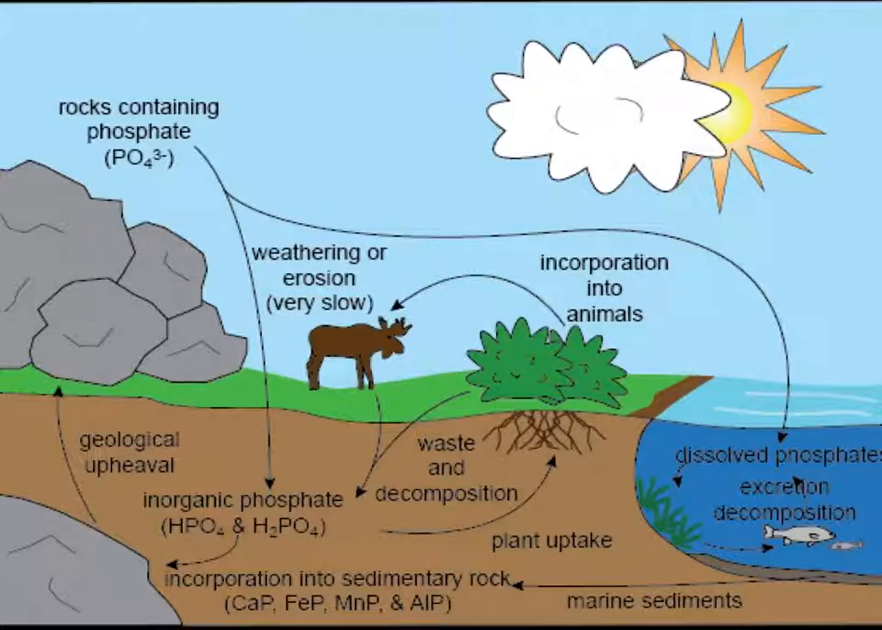Animals absorb phosphates by eating plants or plant-eating animals. When animals and plants die, phosphates will return to the soils or oceans again during decay. After that, the phosphorus will end up in the sediment or rock formations again, remaining there for millions of years.